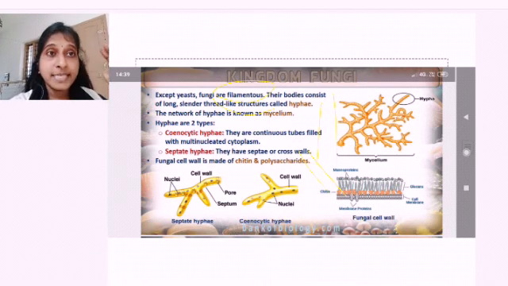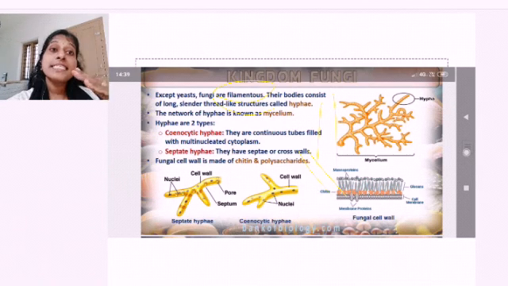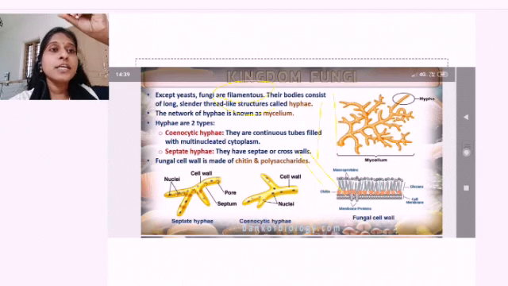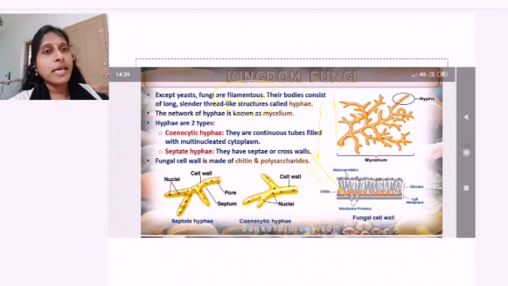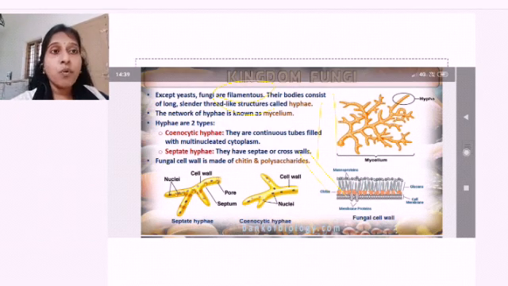What do we call it? Mycelium. These hyphae, the filaments, can be of two types. What are the two types? One is cenocytic and the other is septate hyphae. What are cenocytic and septate? Cenocytic hyphae are continuous tubes with many nuclei inside. Septate means there are partitions in it. The cell wall of these fungi is made up of chitin and polysaccharides.